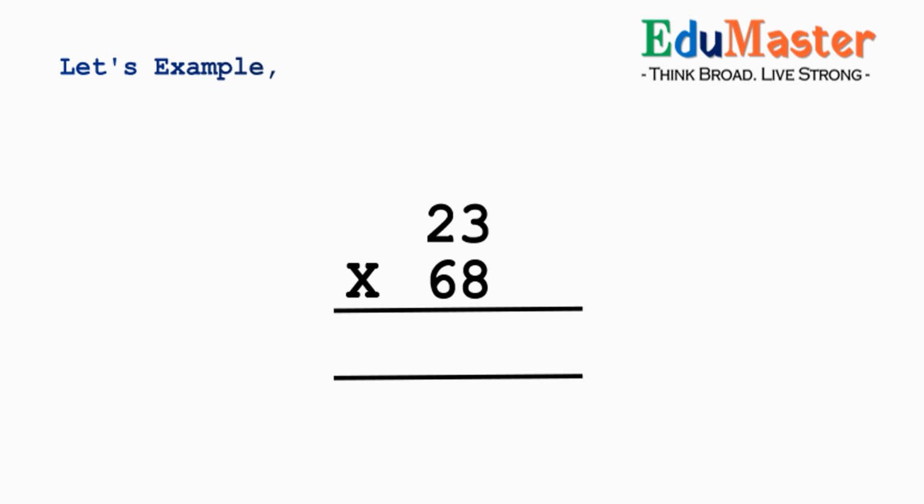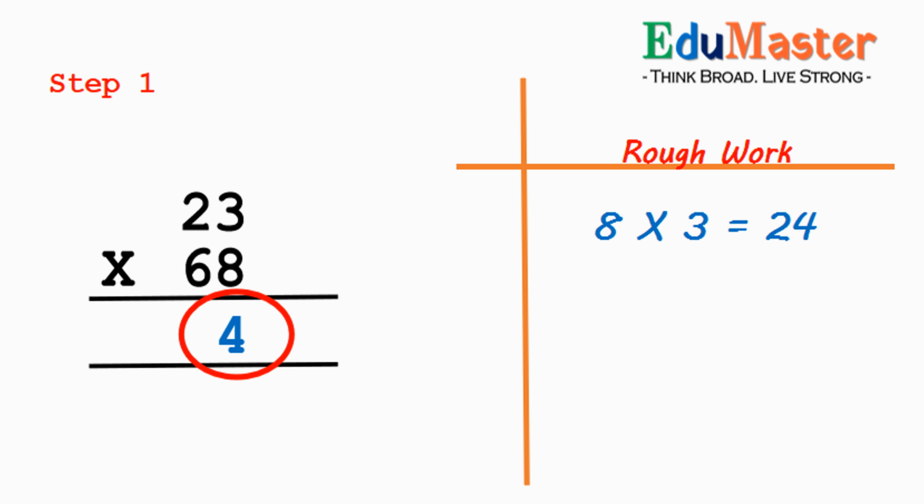Let's have one more example. So here we have 23 multiplied with 68. So we will multiply 8 with 3, that gives us 24. Now we have to write 4 on the ones place of the answer and leave 2 in the rough work itself.